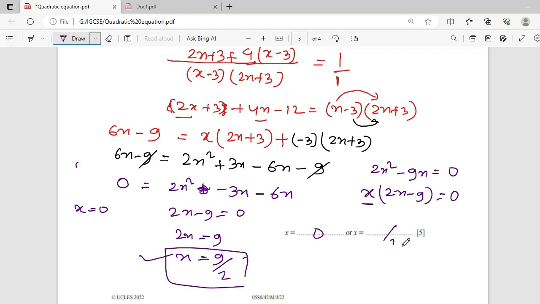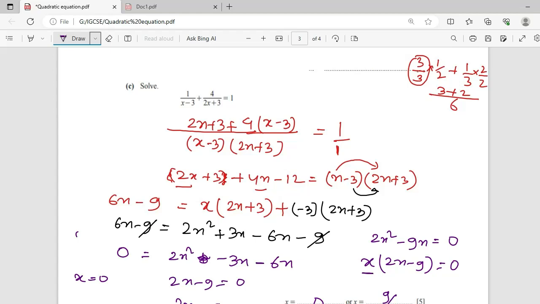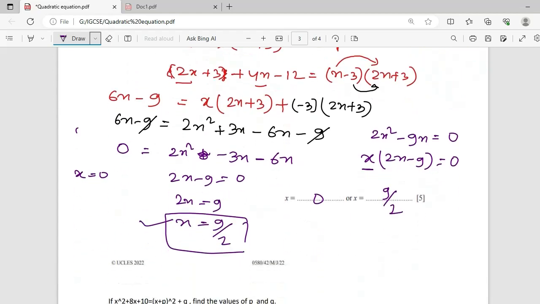So I'm going to write 9 upon 2. If you see, this is for 5 marks, and this is simple. It was not that difficult if you know the LCM, how to perform the addition, and then how to open the bracket, multiplication, then you have to convert into the quadratic equation, then check whether we need to use any formula or middle term, or simply factorization will help us. In this scenario, there was simple factorization where we can see that in 2x square minus 9x, x was common for both the terms. We took x common, and after that we can see that either x will be 0 or x is equal to 9 upon 2.